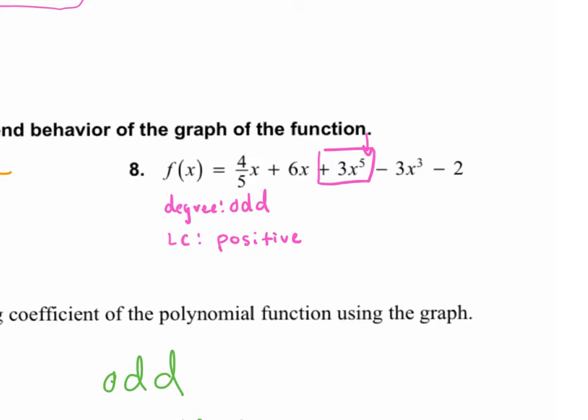Odd means opposite directions. Just think odd, opposite. Right, the right one goes up. So anytime it's positive, the right one goes up and the left one goes down. So down and up.